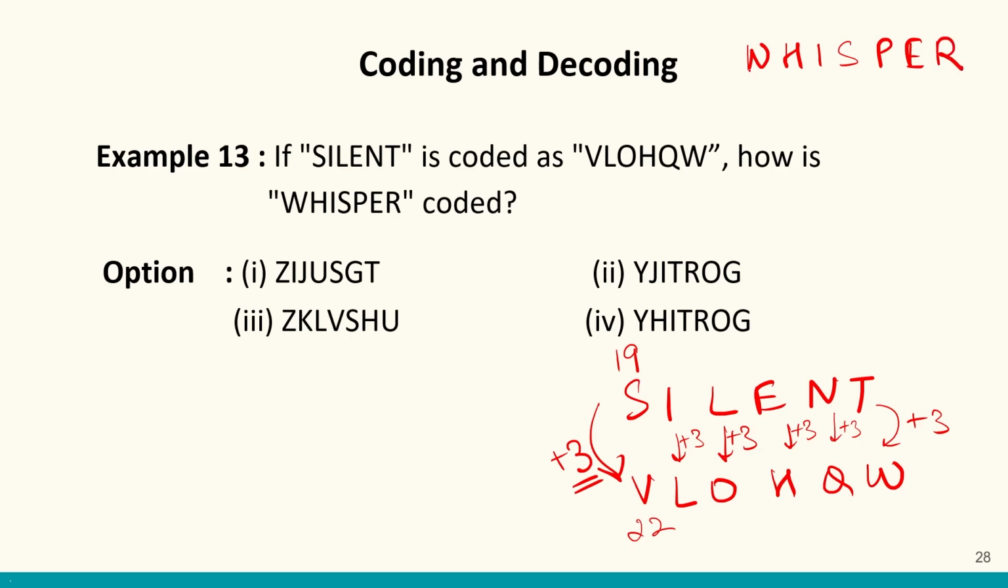If we add 3 to W, we'll get Z. If we add 3 to H, we'll get K. If we add 3 to I, we'll get L. S will also be V. P will be S. E will be H. And R will be U. So our code will be ZKLVSHU, which is option number 3. So our answer will be option number 3.